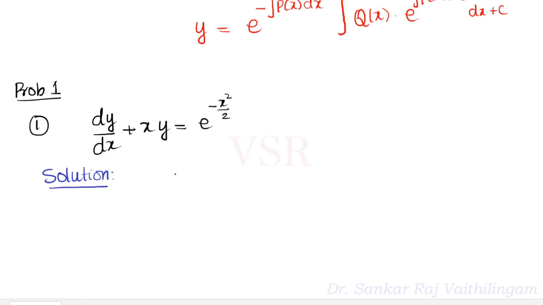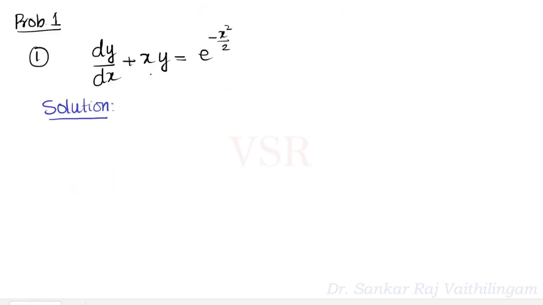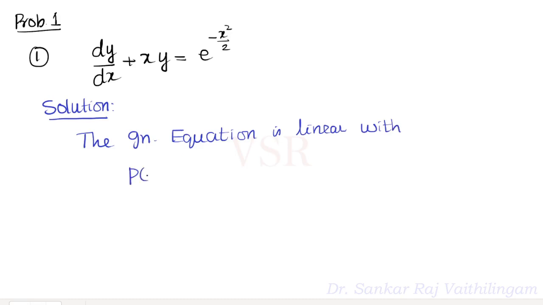Okay. So the given equation is a linear equation, with P of x which is equal to x and Q of x which is equal to e to the power minus x square by 2.